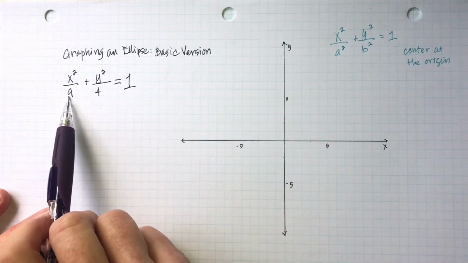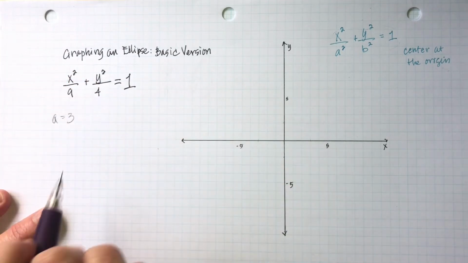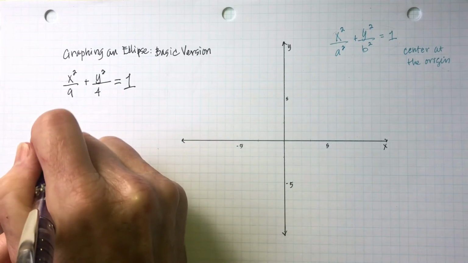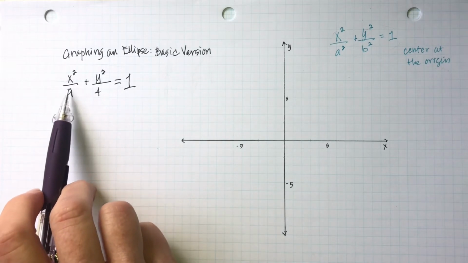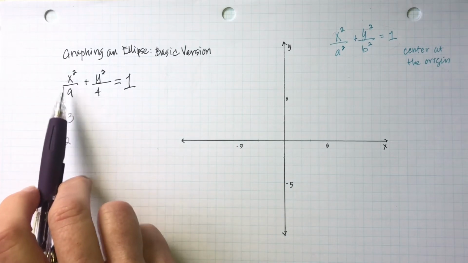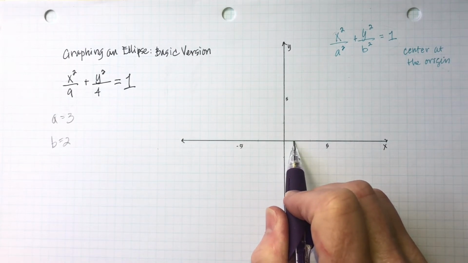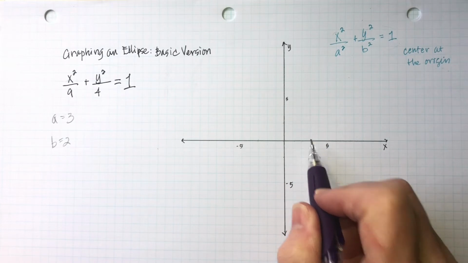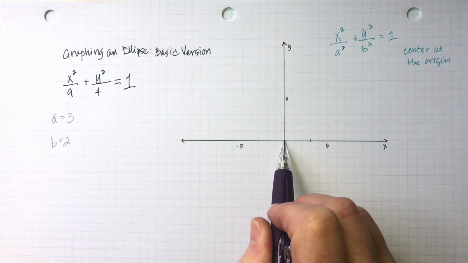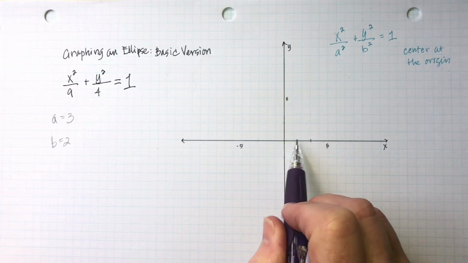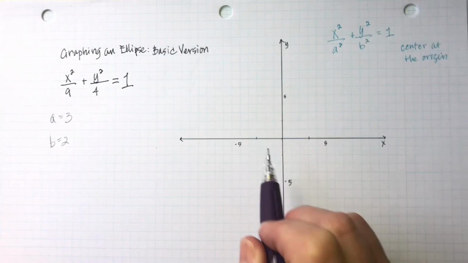So if this number is our a squared, that means a equals 3. And if this number is b squared, that means b equals 2. So what do those numbers tell us? Well, the square root of the number under the x squared tells you how far away from the center one vertex of the ellipse will be. So it's going to be 3 units away from the center horizontally, 1, 2, 3, and then 1, 2, 3 units horizontally that way.